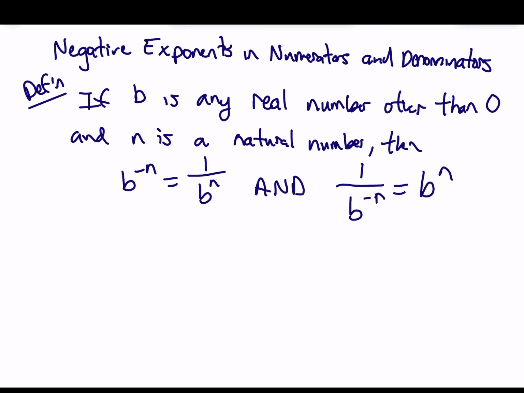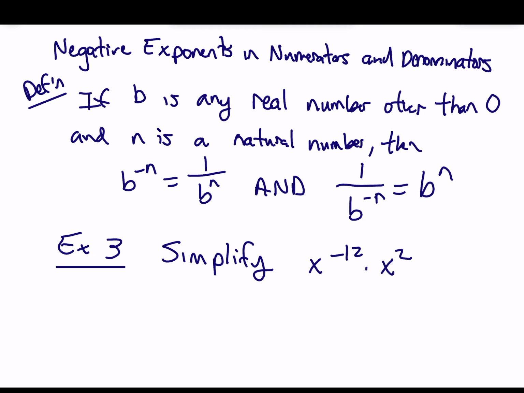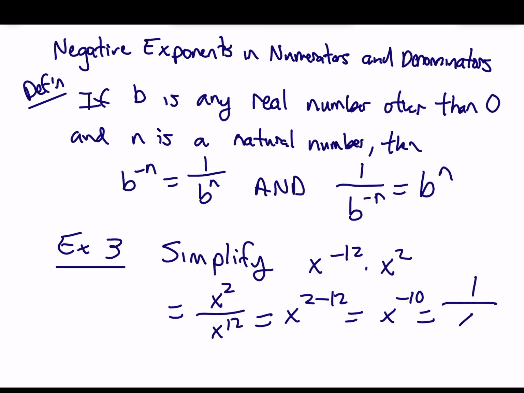Okay, let's try an example. We want to simplify x to the negative 12 times x squared, which we can rewrite using the previous definition as x squared over x to the 12th, which we can then write as a subtraction, x to the 2 minus 12, which is x to the negative 10, and we can use the negative exponent rule to rewrite that as 1 over x to the 10th, which is our final answer.